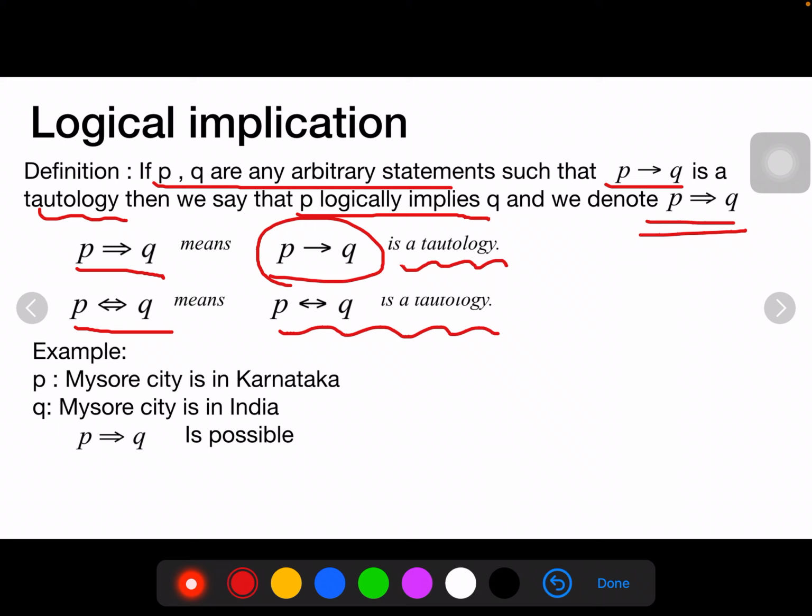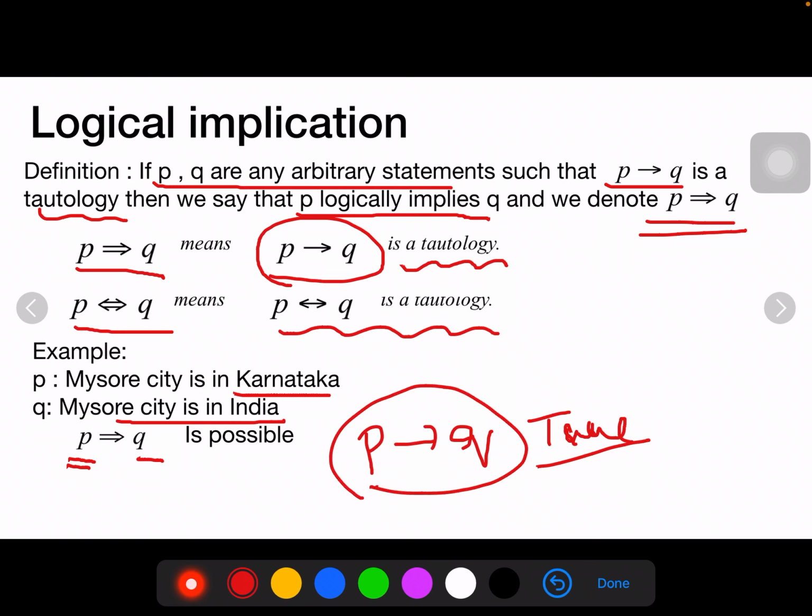We take an example. Mysore city is in Karnataka. So that is my P. Q is Mysore city is in India. That is Q. So here P conditional Q is a true statement, a tautology. Tautology means true. Therefore, you can say P logically implies Q.